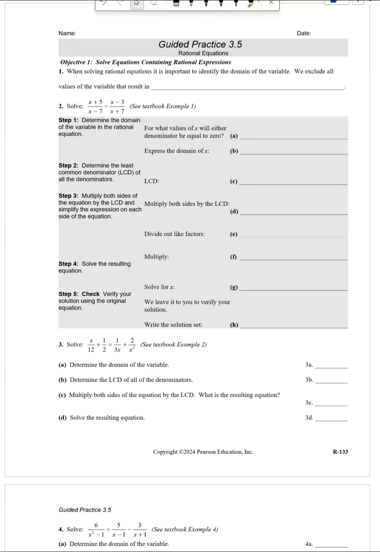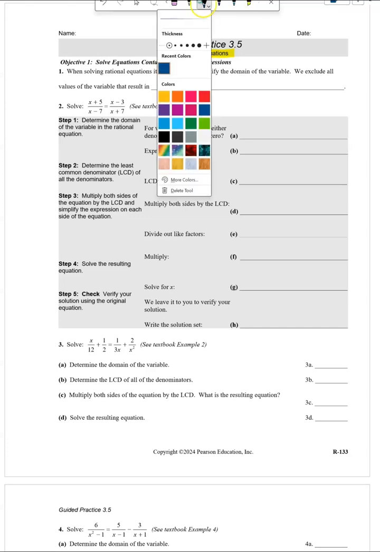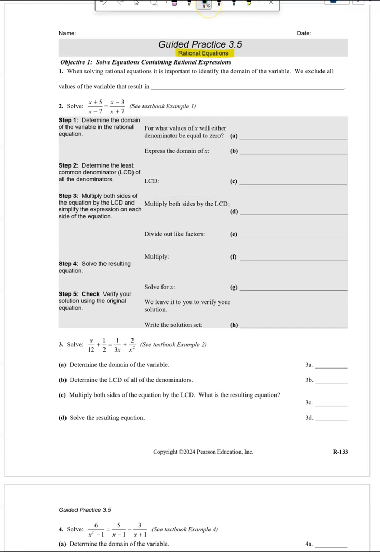Okay guys, let's talk about rational equations. So the first one asks, when solving rational equations, it is important to identify the domain of the variable. We exclude all values for the variable that result in a 0 in the denominator.